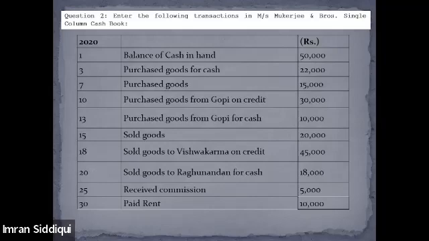Done, sir. Sir, done. You got the answer? Yes, sir. Ritika, could you please tell me the closing balance? Sir, it is 36,000. You're right. Good. Well done.